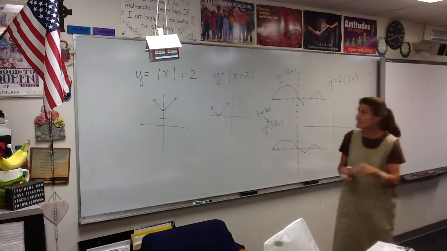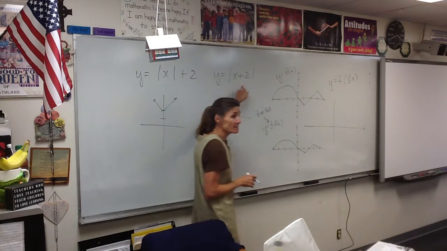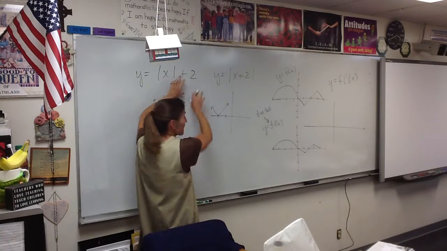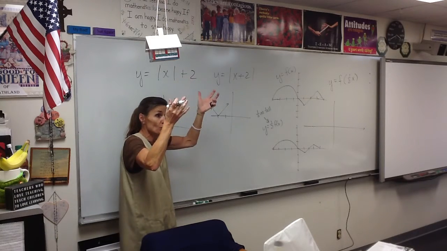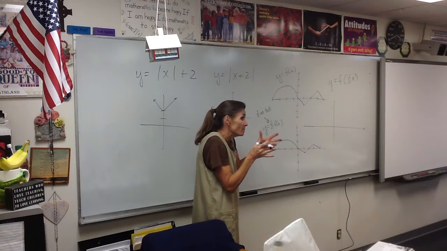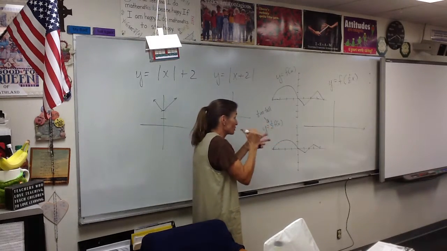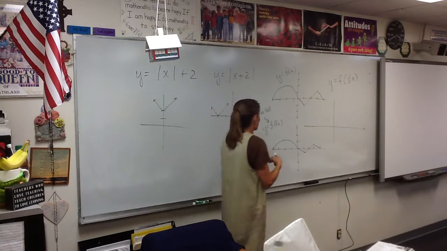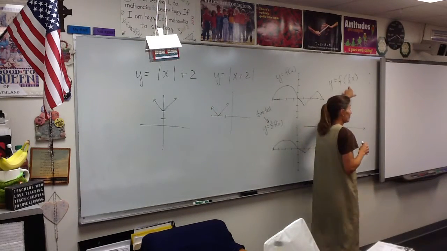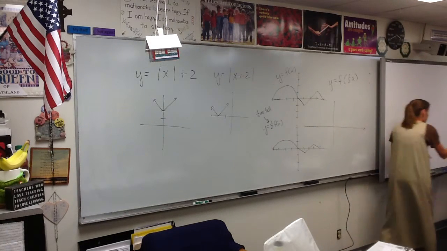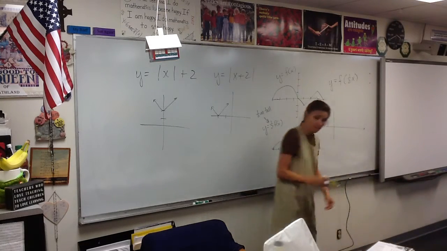Now that's consistent. Think back over here, guys. When the +2 was tacked on the end, it went up 2. But what about when the +2 was inside? It went actually back 2. It goes the opposite of what you would think. So this 1/2 is actually going to multiply by 2.